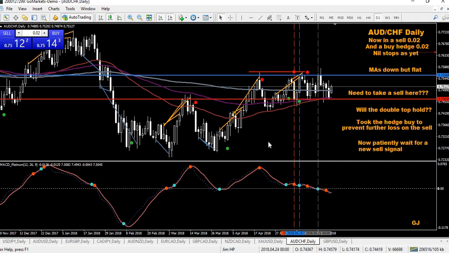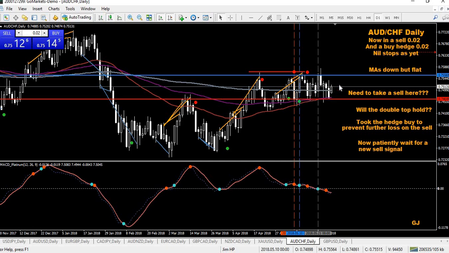Aussie, Swiss franc. It's a bit of a dog's breakfast, this one. The good thing about this trade, I'm in a sell, I'm in a buy. So they're both the same position size, so I'm fully hedged. The swap, which is the overnight interest rate, is not too bad on this, so I can, look, it's going sideways. I wasn't really happy taking either of these trades as it was. The sell was alright, but the buy, nah.